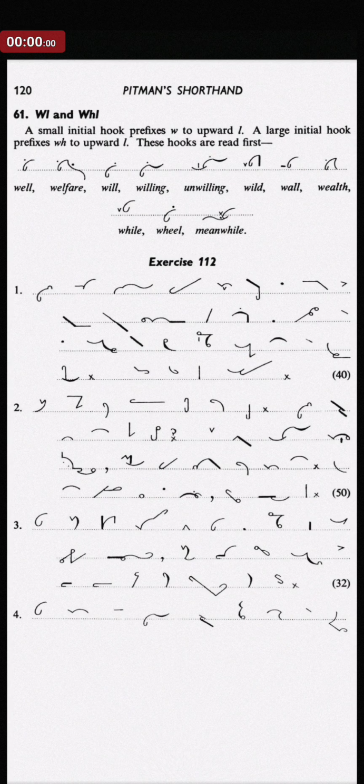While. These are the examples of large initial hook, WH with L sound, large initial hook with upward L above the line and I diphthong on the first place of upward L before it. Same outline through the line is used here for wheel. Clear? Heavy dot on the third place of upward L before it. Meanwhile, M stroke, N stroke through the line starting with while. In meanwhile, heavy dot on the third place of N before it and I diphthong on the first place of upward L before it.